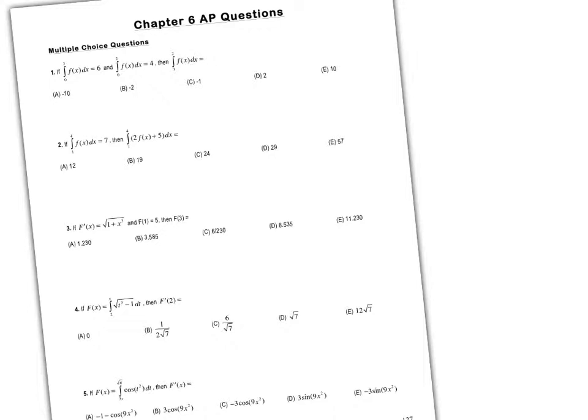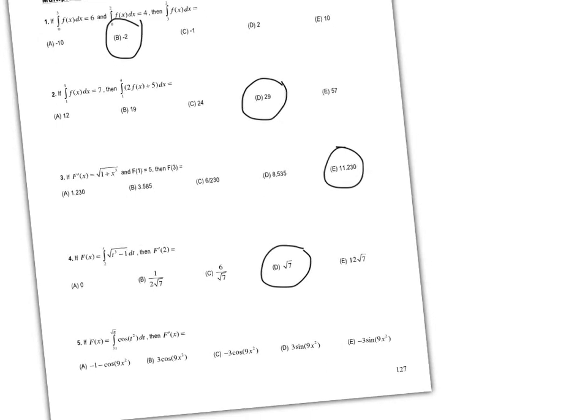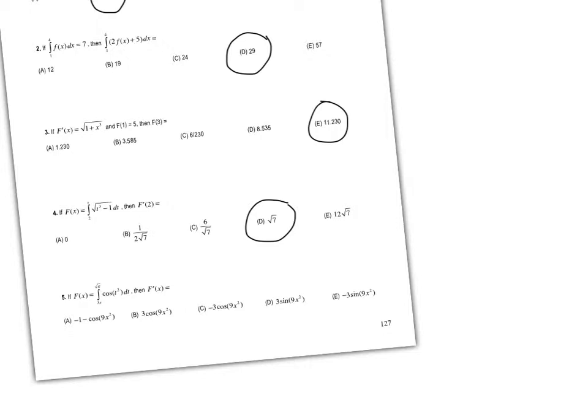So number 1 should be B. So go ahead and circle B. Okay, number 2 should be D. Number 3 should be E. Number 4 should be D. And number 5 should be C. So we did all those in our game the other day.